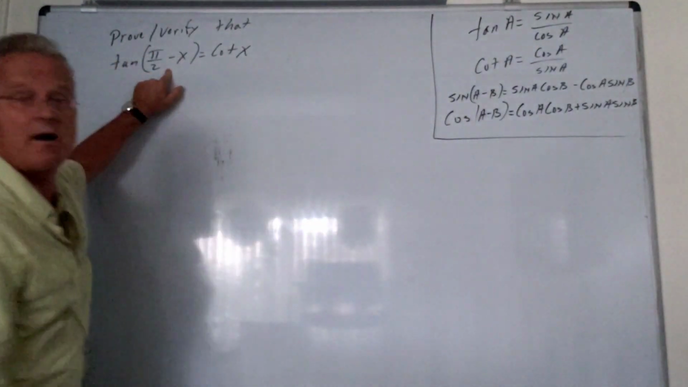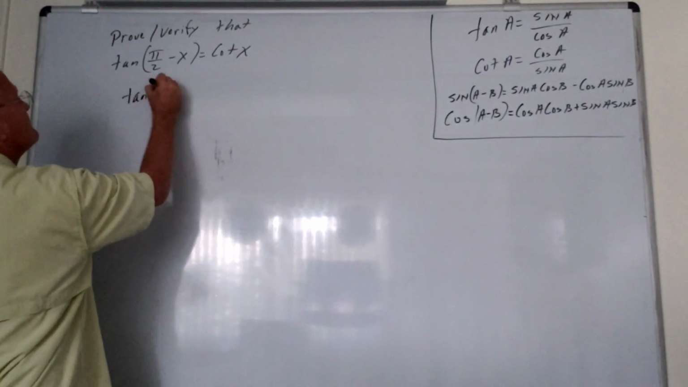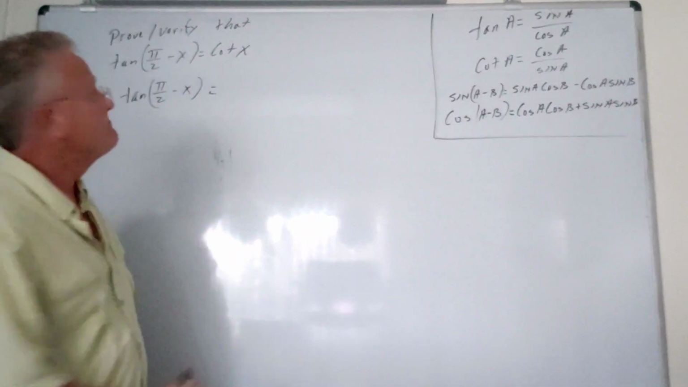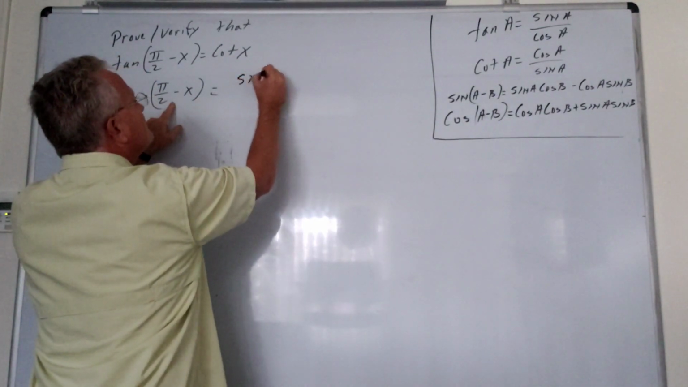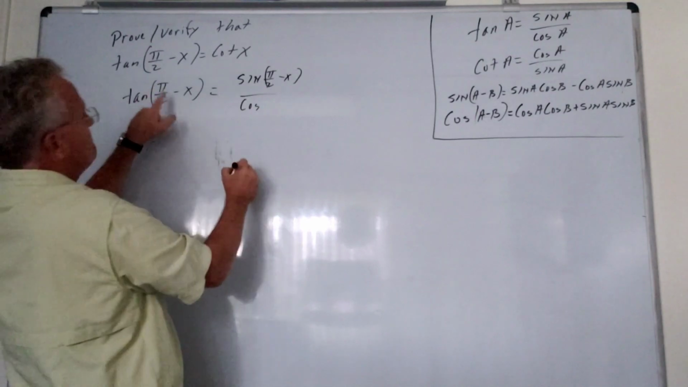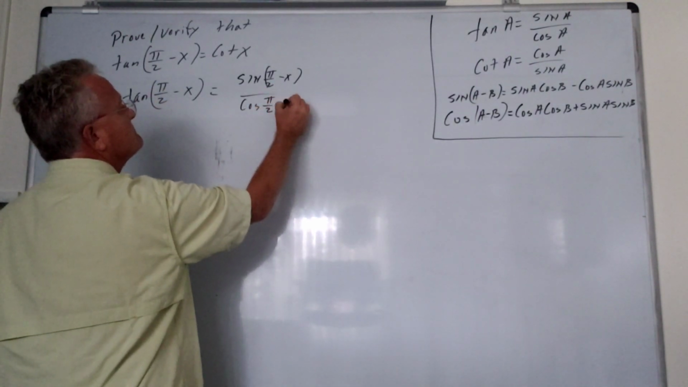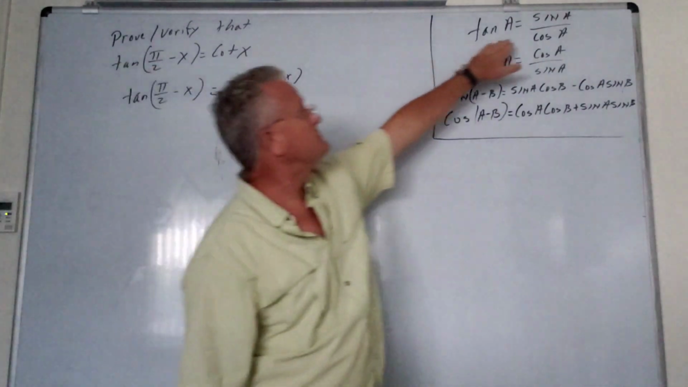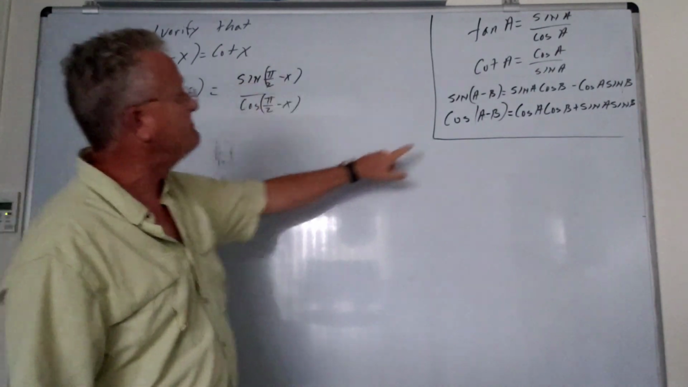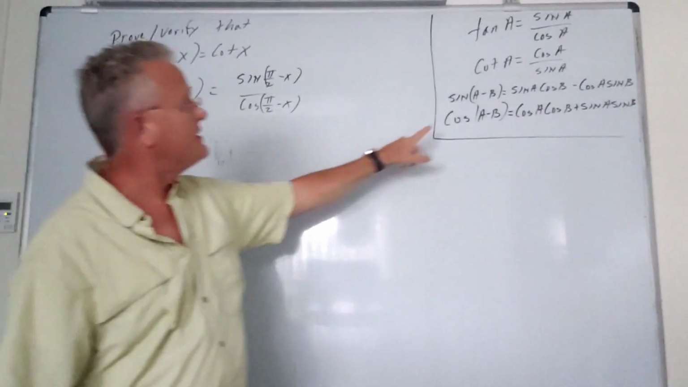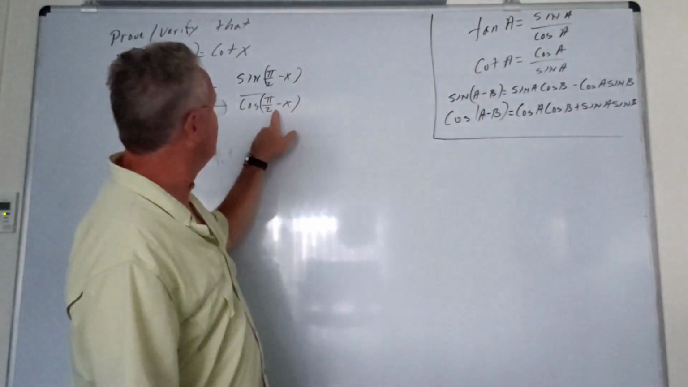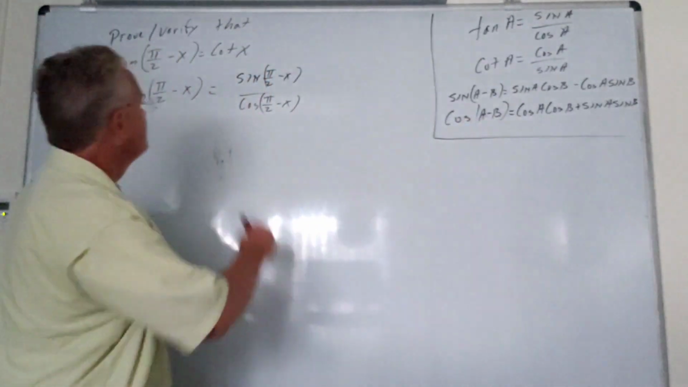So therefore, the tangent of pi over 2 minus x is equal to sine of pi over 2 minus x over the cosine of pi over 2 minus x. So all I did was use this formula right here. Okay, well now we need to use, this is the sine of a minus b, and the denominator is the cosine of a minus b. So now we're going to use this formula to simplify this, and this formula to simplify this.